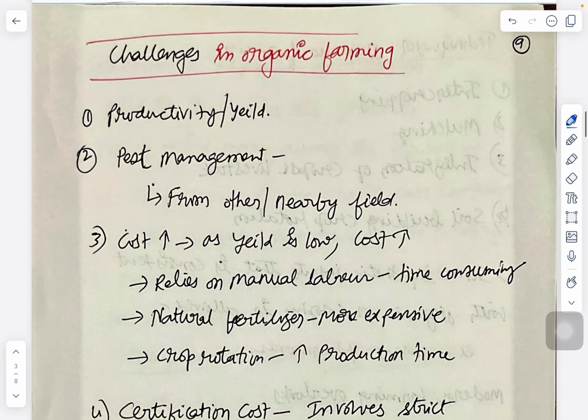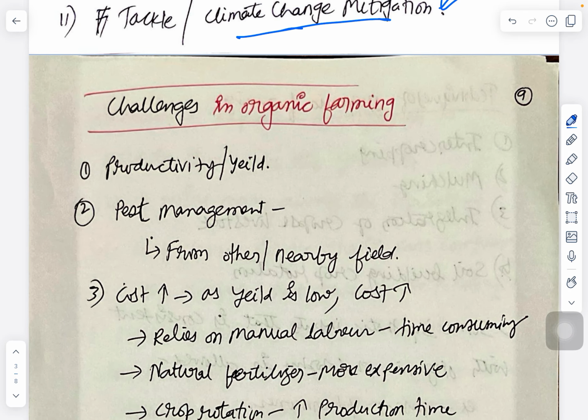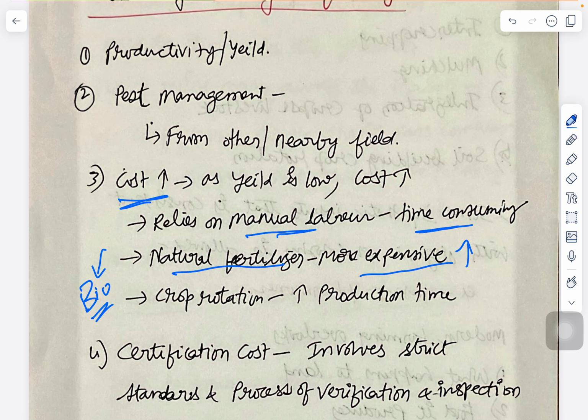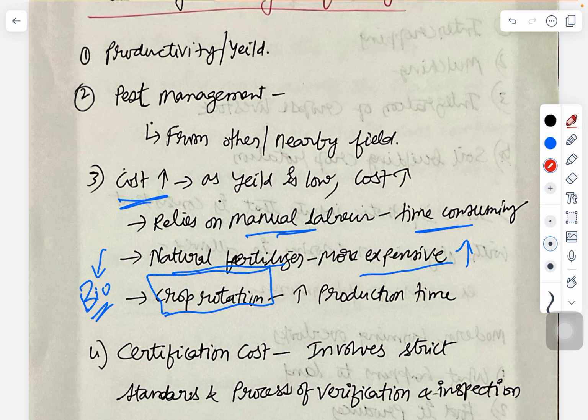organic agriculture. Suppose if you want to look at some of the challenges in organic agriculture, yeah, so it increases the cost of agriculture, because organic agriculture relies more on manual labor, which is time consuming, and it also uses natural fertilizers. So I'm not sure of the details here, like how far the cost increases, but compared to chemical fertilizers, the natural fertilizers or the biofertilizers are said to be more expensive, right? And then crop rotation is one of the organic agriculture methods, and if you want to rely on that, it also increases the time.